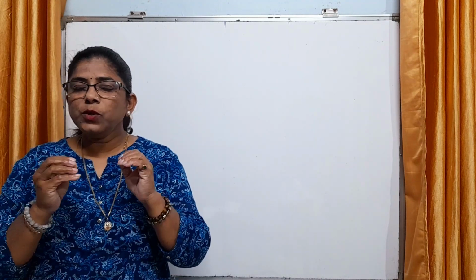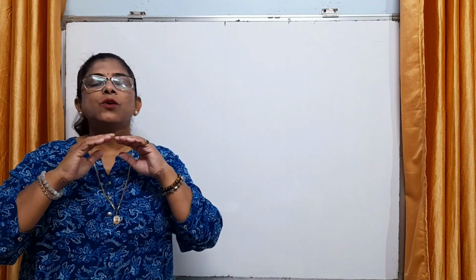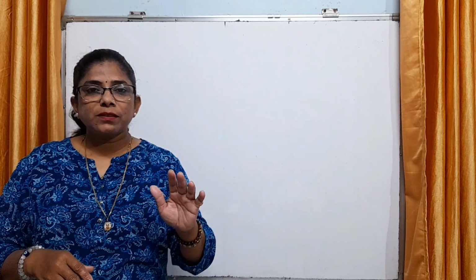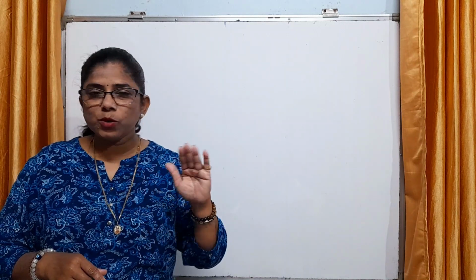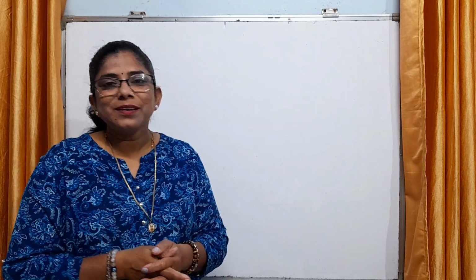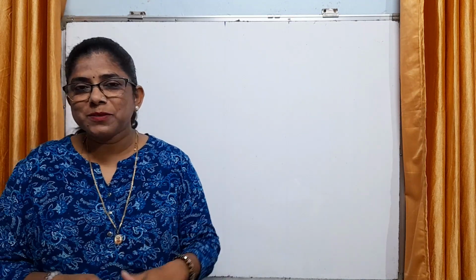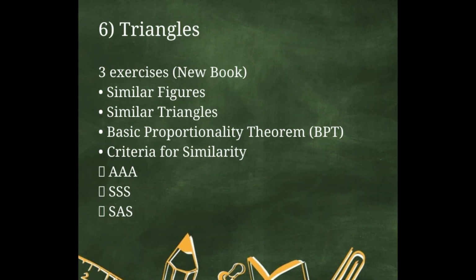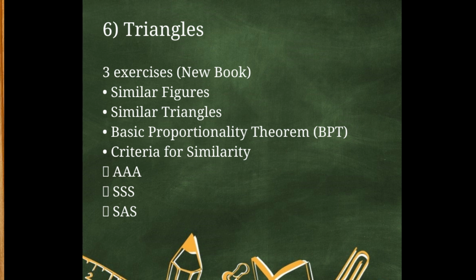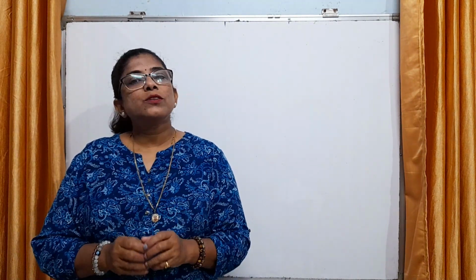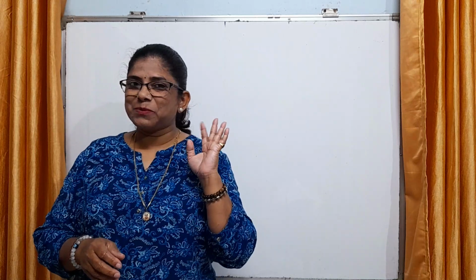But now in your new syllabus, there is a lot of reduction even in this chapter. Areas of similar triangles and the theorem based on that is no more part of your syllabus. And unfortunately, Pythagoras theorem, which was really an interesting part, is also not going to be part of your syllabus. So the only things included in your new syllabus are going to be the meaning of similar figures, similar triangles, BPT, criteria for similarity. So these are going to be the only things in your new book, and there are going to be only 3 exercises in this chapter.